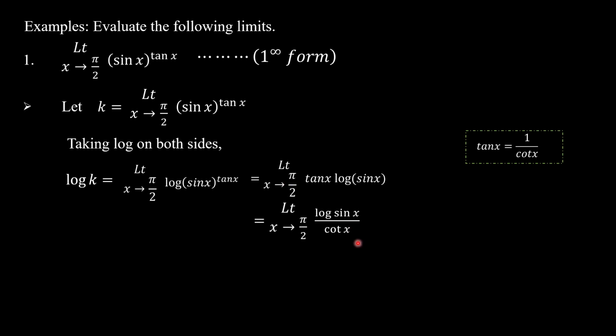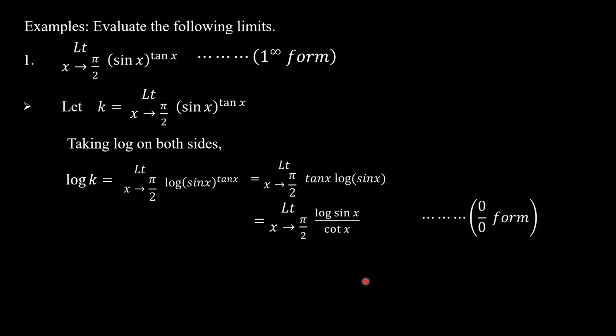Now apply the limit and observe the form. It is 0 by 0. So, the main intention to take log on both the sides is to reduce the indeterminate form to either 0 by 0 or infinity by infinity. Now apply the L'Hospital rule, that is, differentiate the numerator and denominator with respect to x.